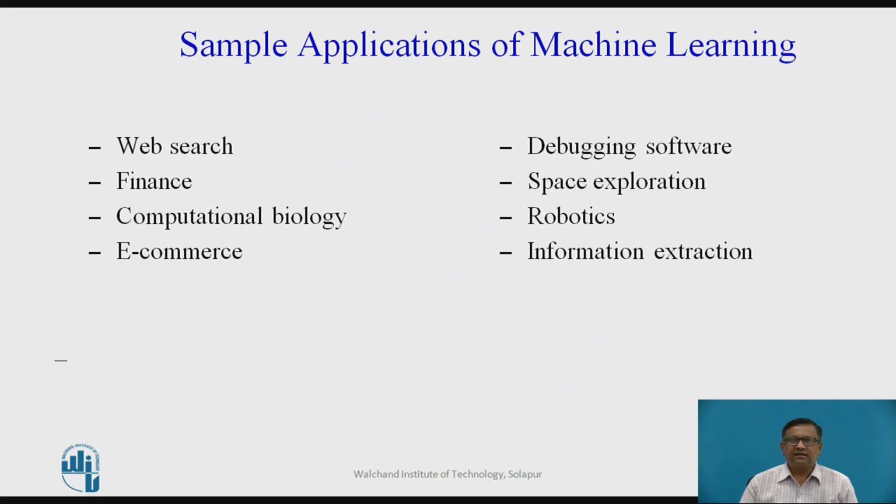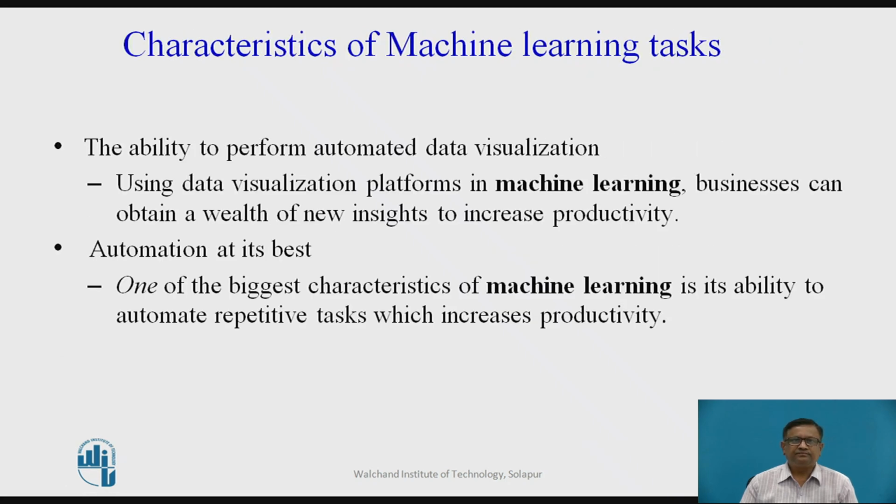Then this machine learning technique is heavily used in robotics, for example the autonomous car. In an autonomous car, machine learning techniques are heavily used to predict the future action. Then information extraction. The data is present, a huge amount of data is present, but extraction of data is very important.